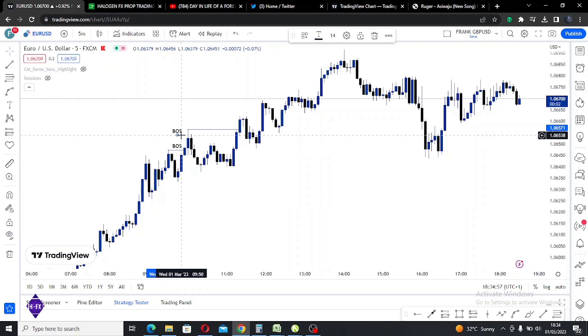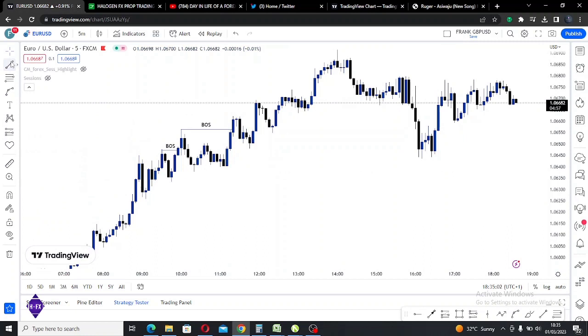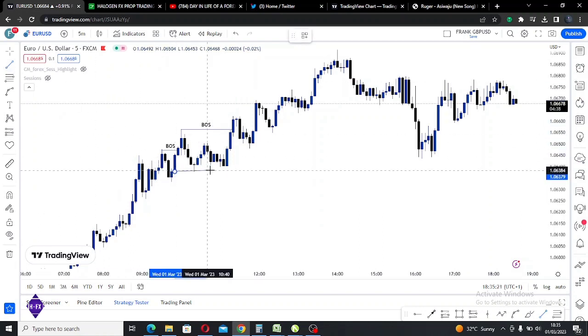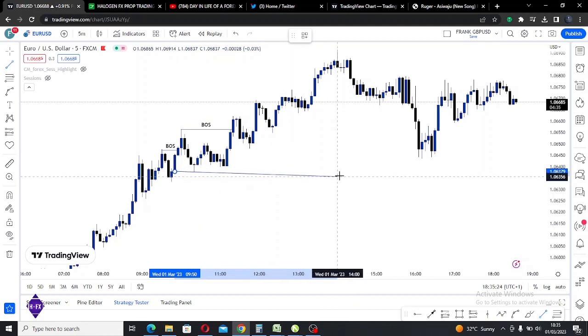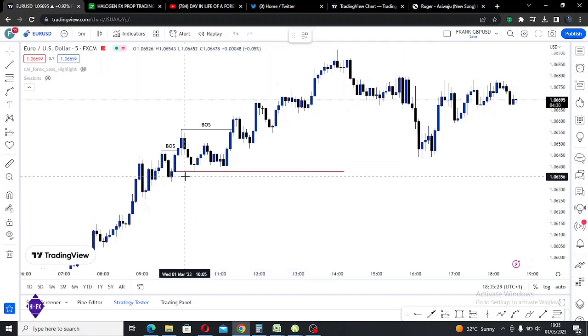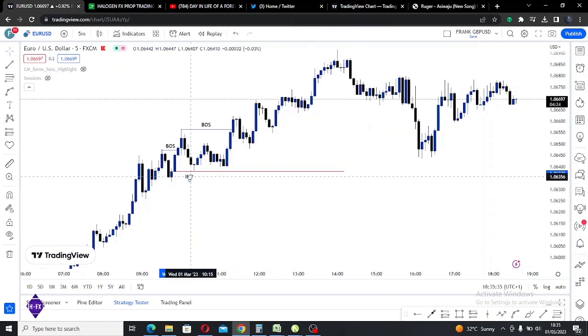So if I clone this and put it here, second break of structure, what next do I want to see? When price first broke the first break of structure, I wait for price to come back to mitigate the first order block, which the market did right here. You can see after breaking the structure here, the market came back to mitigate this order block here. So that leaves us with our invalidation point. I'll make that red. So this is my invalidation point.